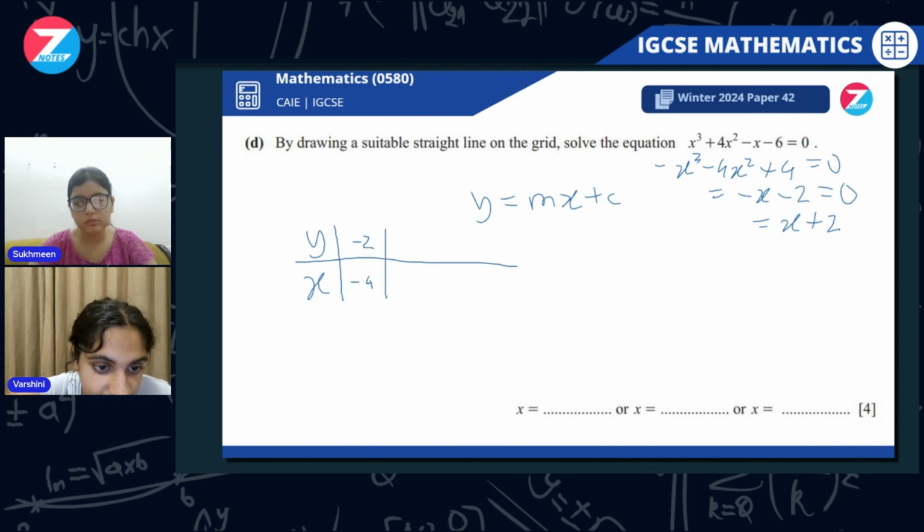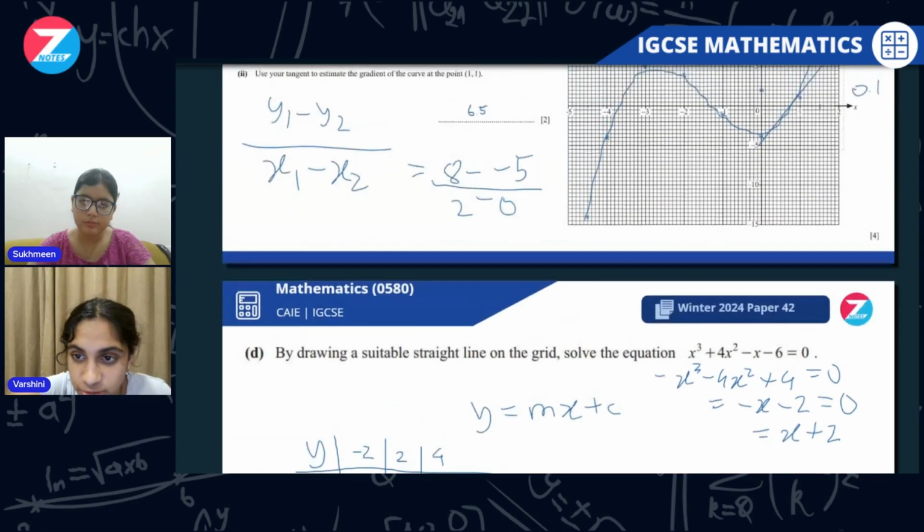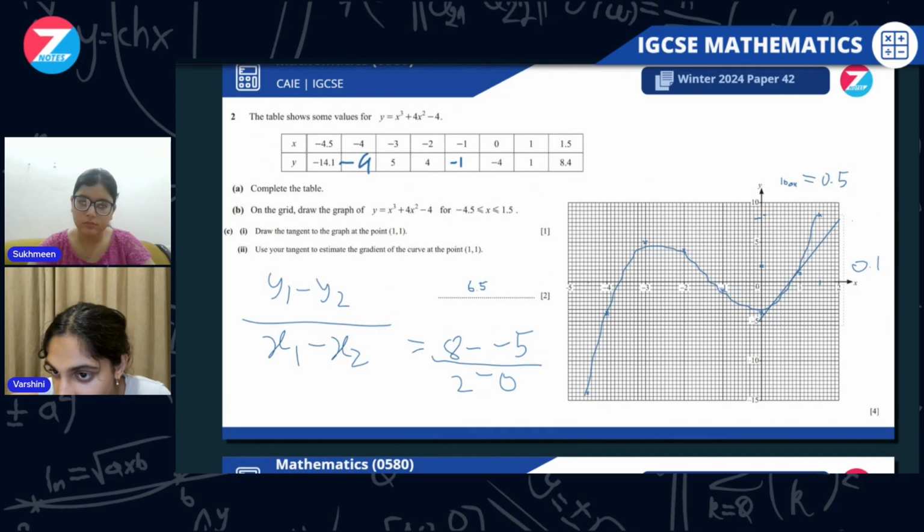So next, let's take x as 0. And y is going to be 2, which we already drew. And next, we'll take x as 2. And y is going to be 2 plus 2, which is 4. So let's draw these points. When x is 2, y will be 4, and that point will be over here.